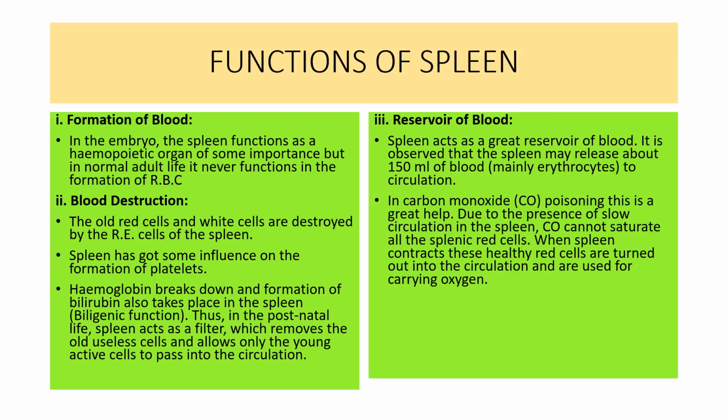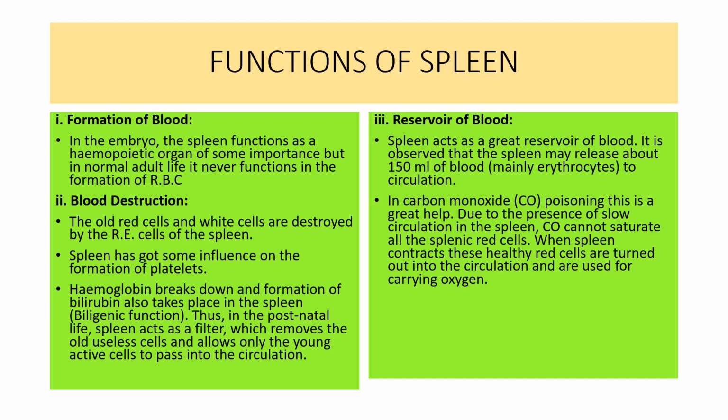Thus, in postnatal life, spleen acts as a filter which removes the old useless cells and allows only the young active cells to pass into the circulation. The next function is that it is a reservoir of blood. Spleen acts as a great reservoir of blood. It is observed that spleen may release about 150 ml of blood to the circulation in case of emergency.